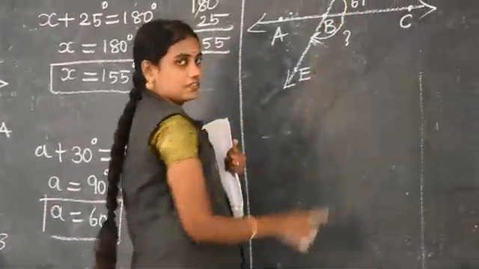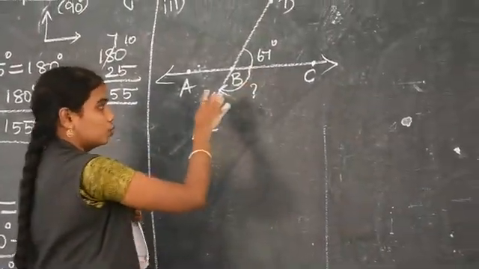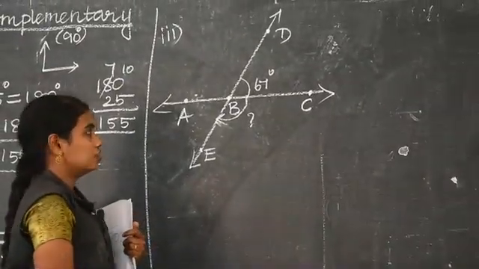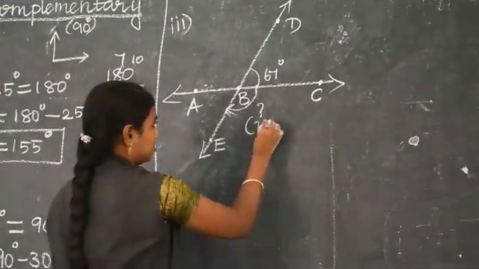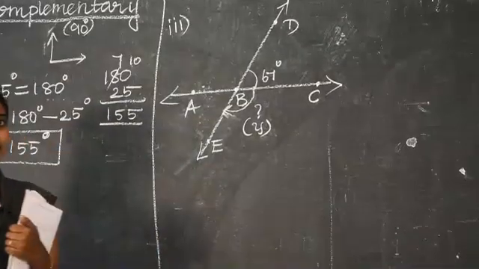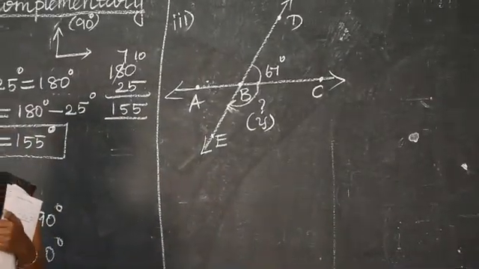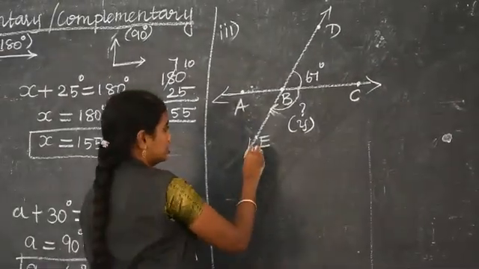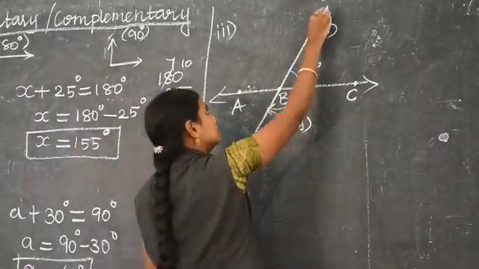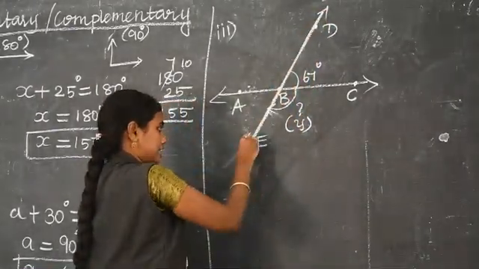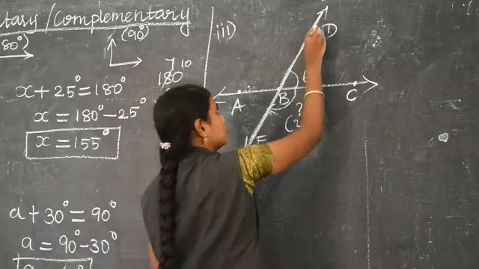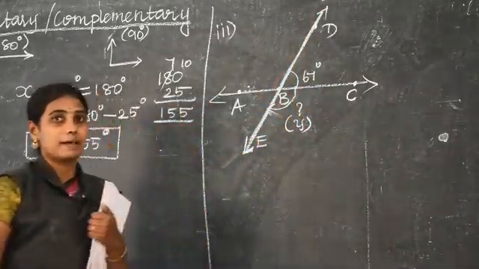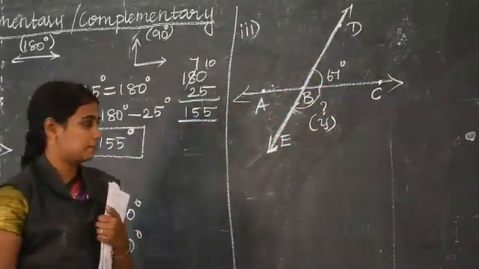It is 67 degrees. Here we don't know the angle, so you can consider another letter, Y. The unknown one we just name as Y. You can see that here this angle is a straight line. It is straight, yes or no? Straight line means supplementary.